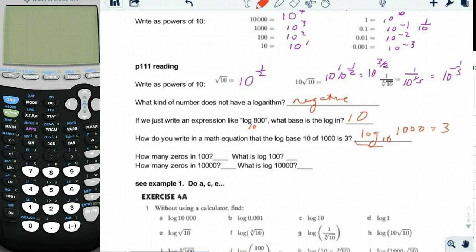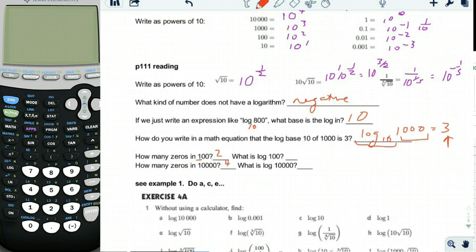And basically what log base 10 is doing, it's saying how many zeros are there in 1,000? For powers of 10, that's basically what it says. So in this case, we have 3 zeros, so the answer is 3. How many zeros in 100? 2. How many zeros in 10,000?